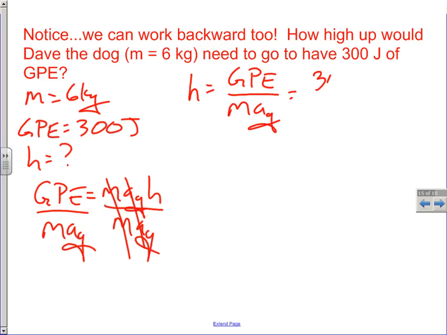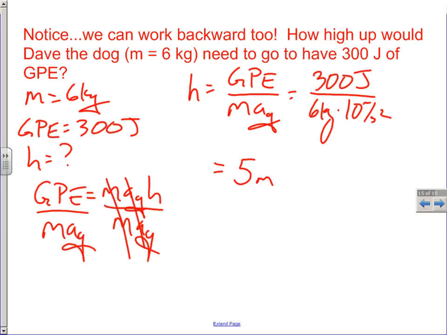The GPE is 300 joules. Mass is 6 kilograms. Acceleration of gravity is 10 meters a second squared. Okay, right now pause the video and type that into your calculator and see what you get. I am going to assume that you've now done that. So when you do this, the answer, if you figure it out, turns out to be 5 meters.